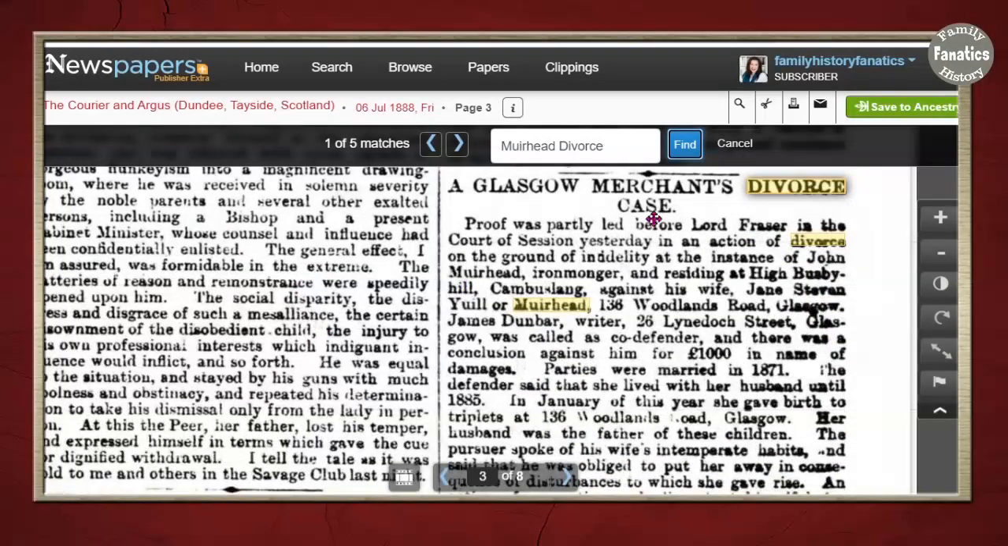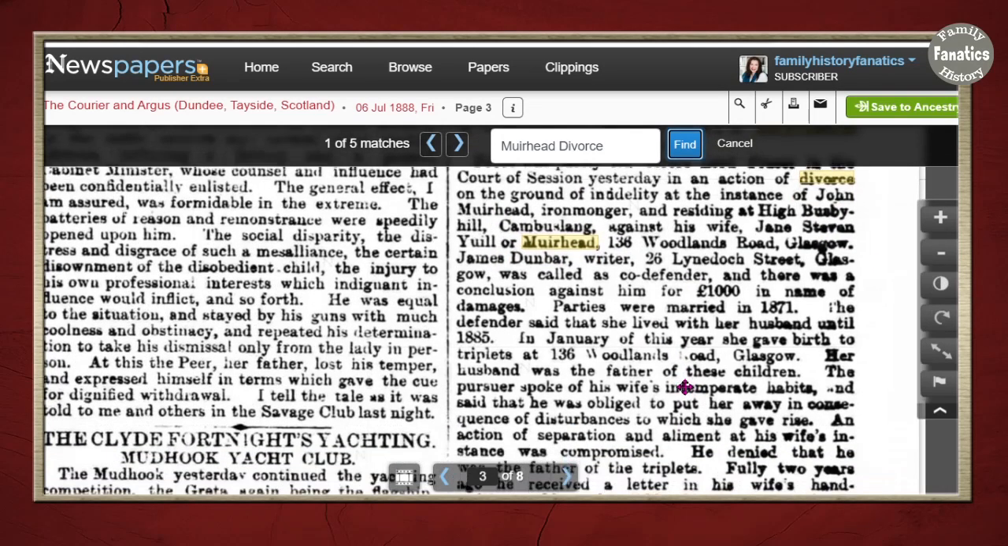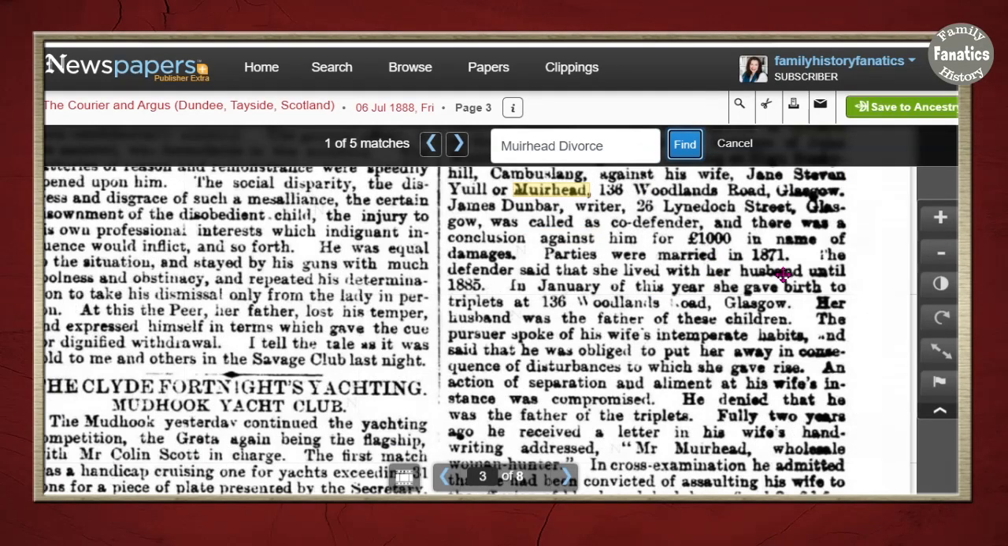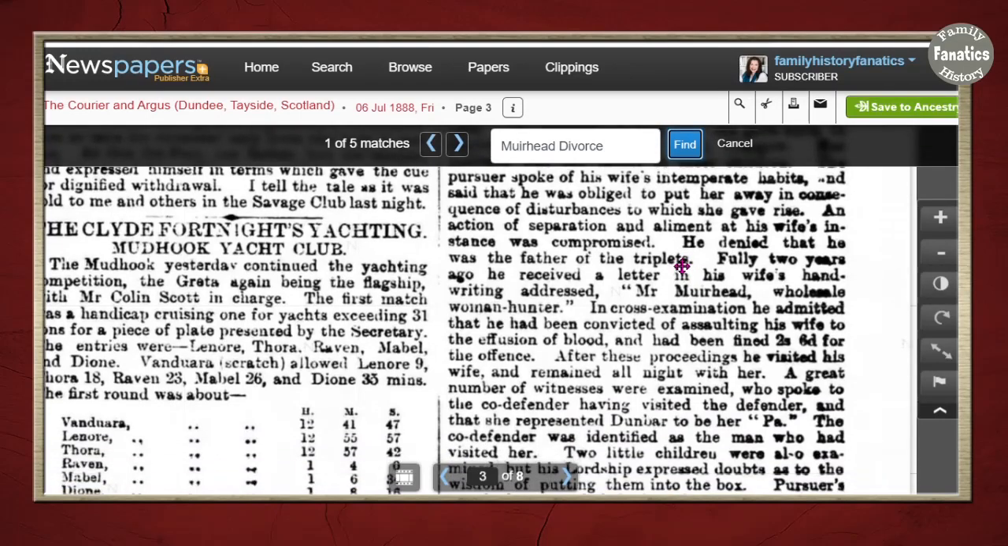So in this case, there is a divorce for a John Muirhead. And notice that it actually didn't pick up this Muirhead the first time. It showed up down here. And we have the name of John Muirhead's wife, and then we have how much they were suing him for, when they got married, and the people that are involved in this, their relationship. So they had a child and stuff.